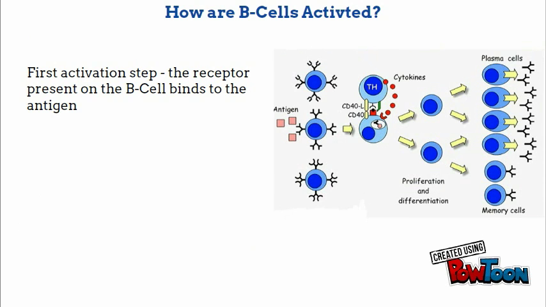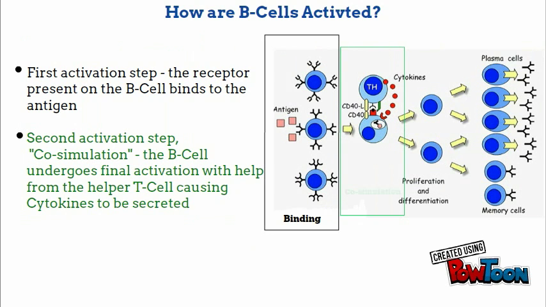How are B cells activated? The first activation step is that the receptor present on the B cell binds to the antigen. The second activation step is co-stimulation. The B cell undergoes final activation with the help of helper T cells, causing cytokines to be secreted.